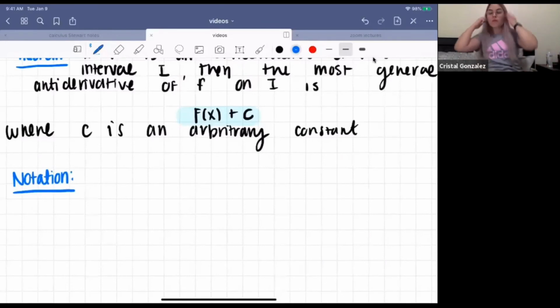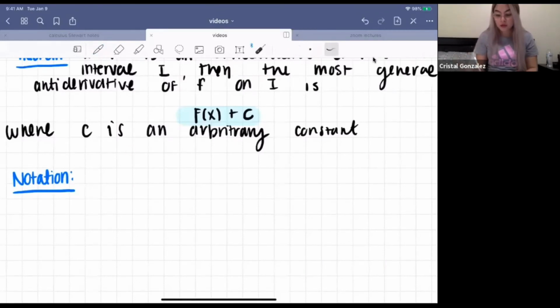Just remember that when we introduced the derivative, we also had notation for it. We had two types of notation. We have the prime notation, which is Newton's notation, and then we also had Leibniz notation, which was d over dx, to say that we're going to take a derivative. And just like how we had a notation for derivatives, we also have notation for antiderivatives.